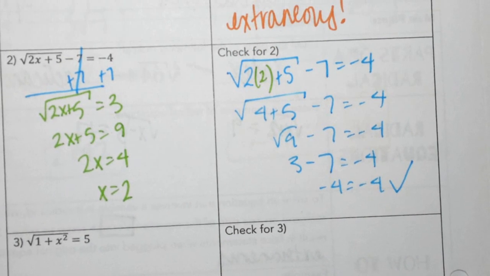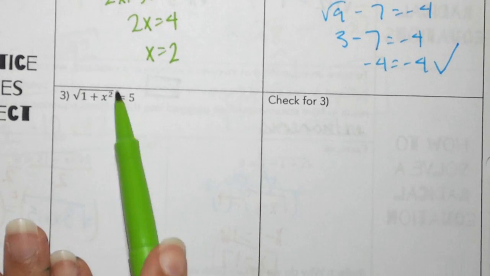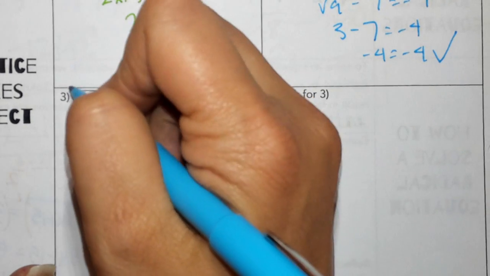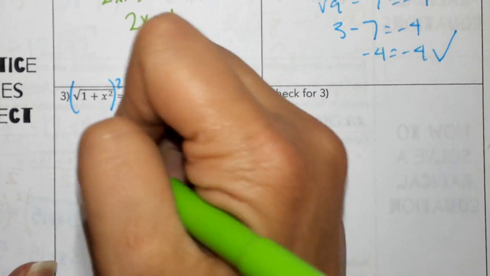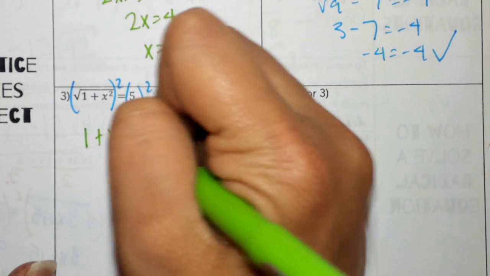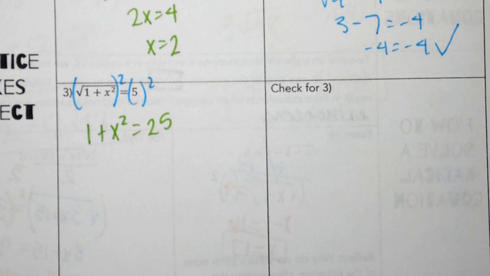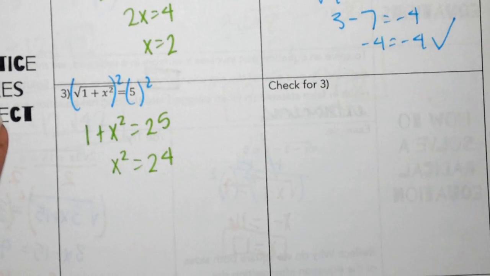Okay, can we look at number 3 together? Do you think we're going to have an extra step because of this x squared? Yes. So what is the first thing you think we should do? So that's going to give us 1 plus x squared equals 25. What should I do from here? So x squared equals 24.